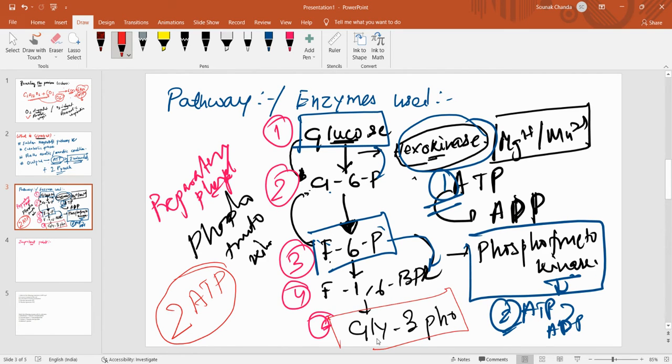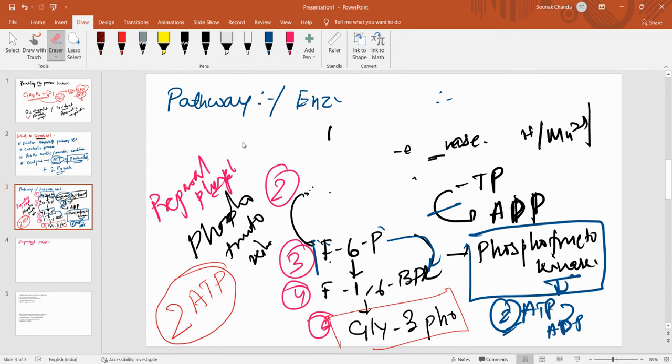At the end, glyceraldehyde 3 phosphate occurs. So this is the first initial pathway I have discussed. Please pause the screen and take a snapshot, or you may write it in your notebook. So without further delay, let's start the rest of the steps.